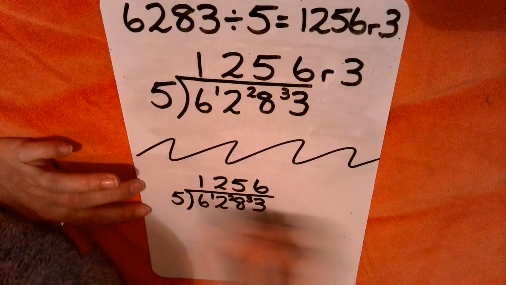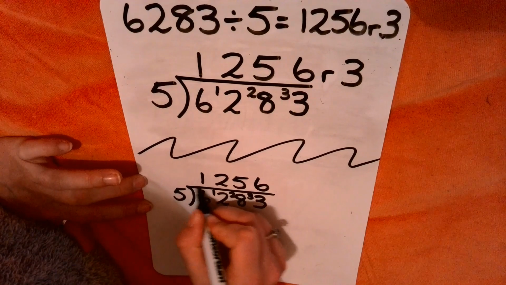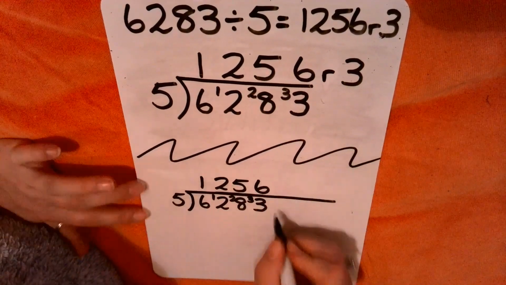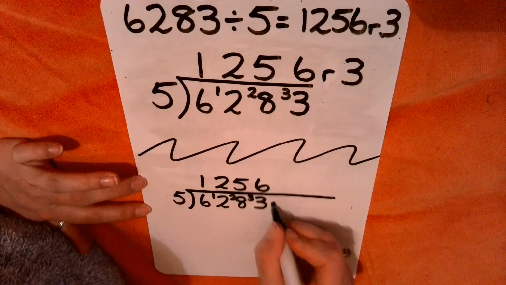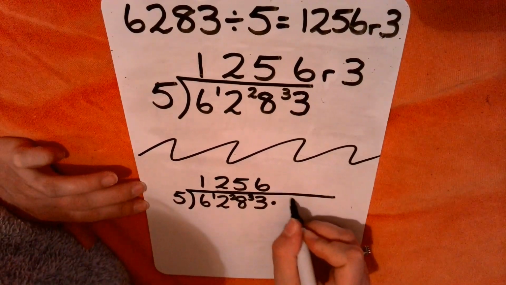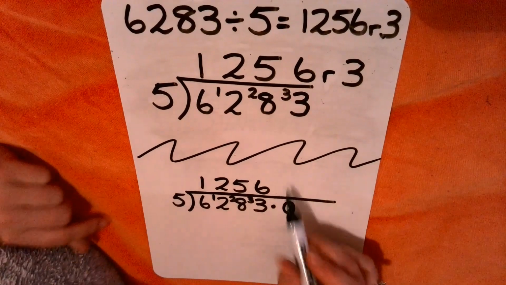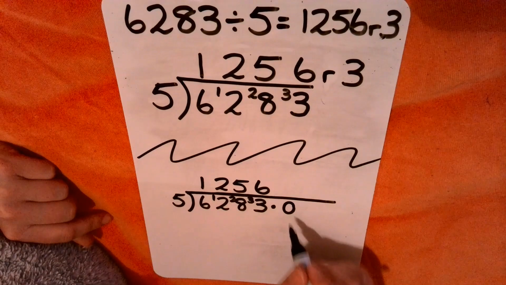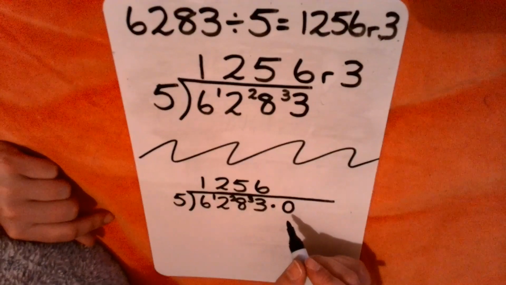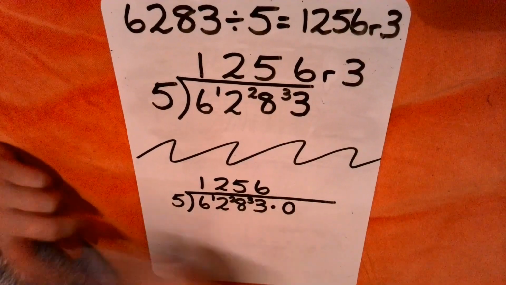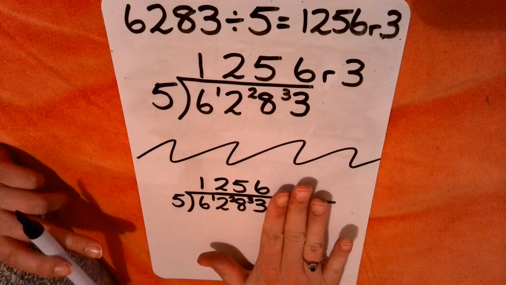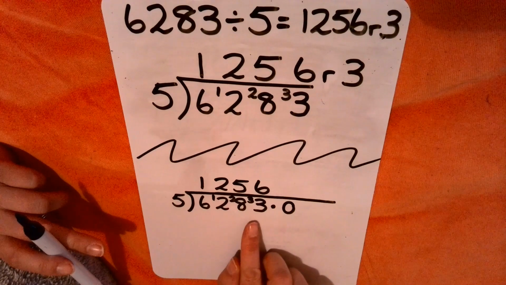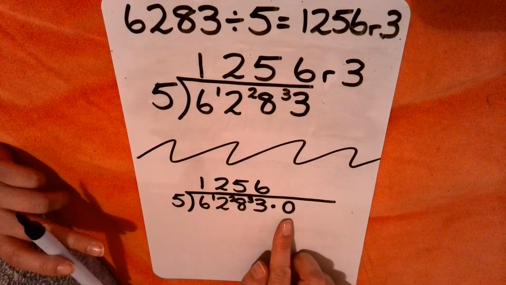Now if I want to find my answer as a decimal, I now need to put a decimal point and put a 0 as my placeholder in the tenths column. Now this 0 doesn't mean anything, it has no value. 6,283 means the same as 6,283.0.